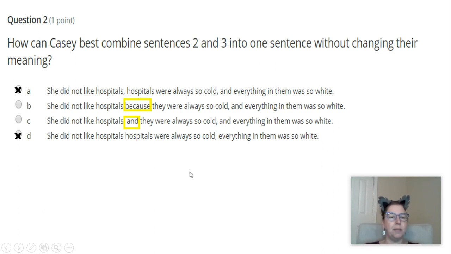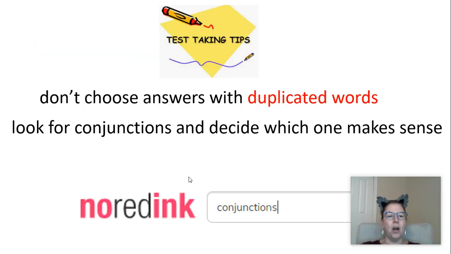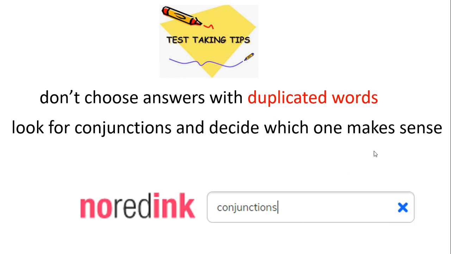So those are 2 tips that you can use for tackling these sentences. All right, tip number 1, don't choose answers that have duplicated words. And the other tip is look for your conjunctions, read them, and say which one makes the most sense. If you need a little extra practice with conjunctions, go to No Red Ink, search conjunctions, and you'll see the 2 types, swabbies and fanboys, and there's a couple of different practices you can do which will help you.